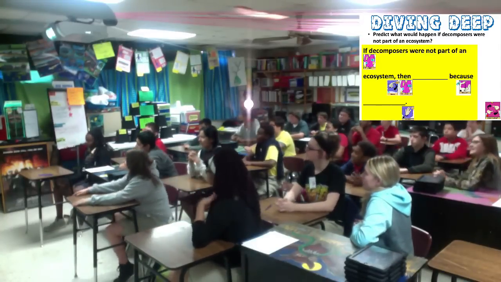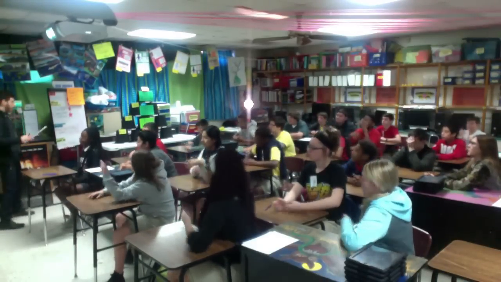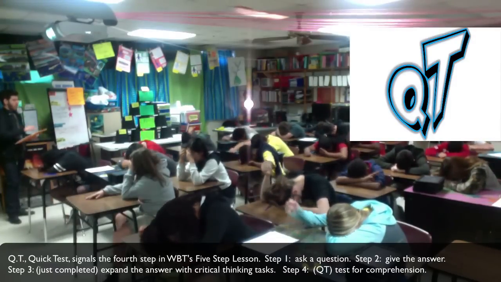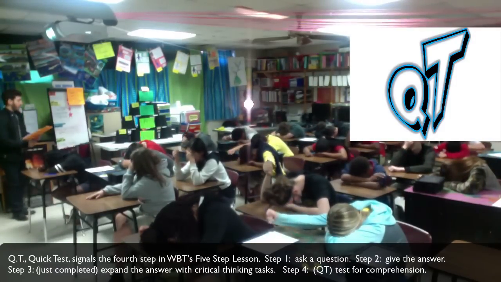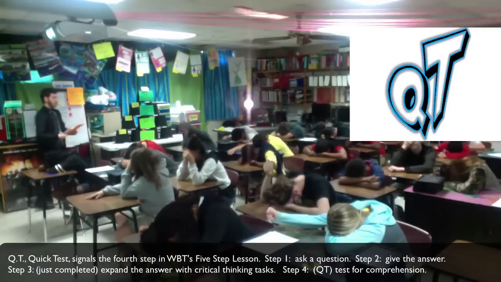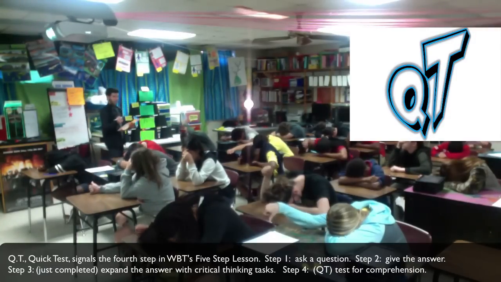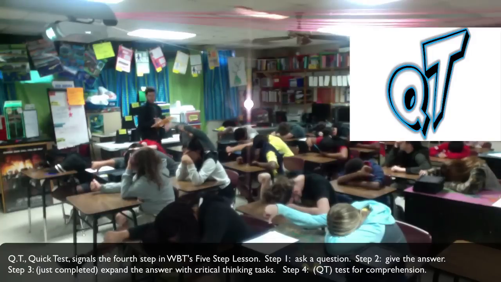QT on. Remember, thumbs up if it's true, thumbs down if it's false. Here we go. Thumbs sideways if you don't know. The original energy source in an ecosystem comes from both the sun and decomposers. The original source.